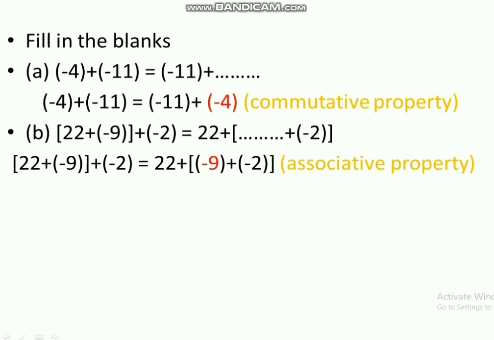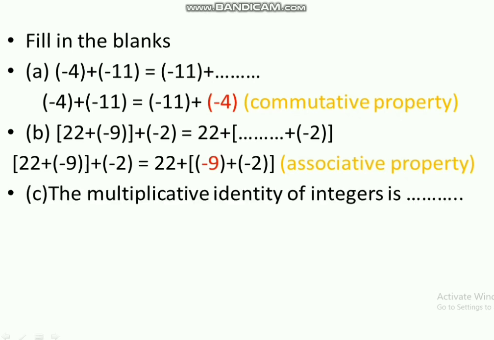The next question is the multiplicative identity of the integers is dash. Whenever we multiply any integer with 1, the answer will always be the same number. That's why we consider 1 as our multiplicative identity. So our answer here is 1.